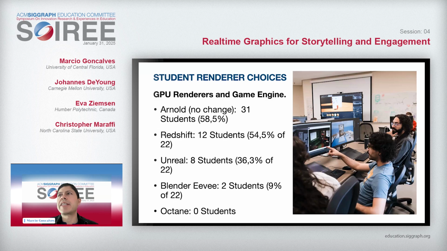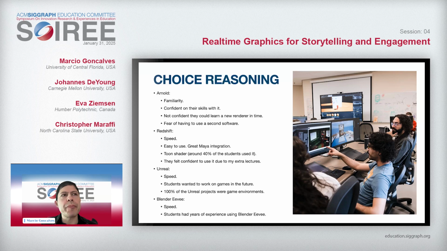So after those lectures, my students made some choices. About 58% decided to not change and keep using Arnold. 54% decided to use Redshift. 36% decided to use Unreal. 2 students, 9%, decided to use Blender EV. 0 students decided to use Octane. That was basically because the integration with Maya is not as good as the other ones.